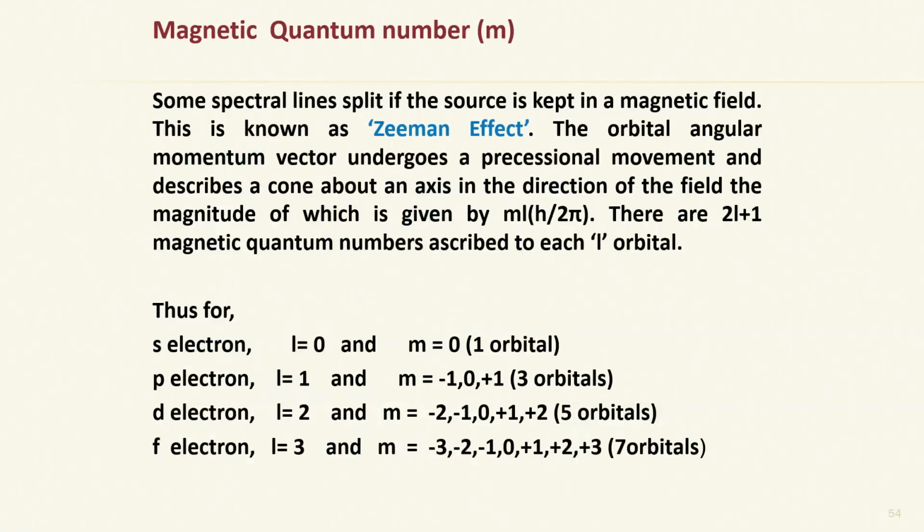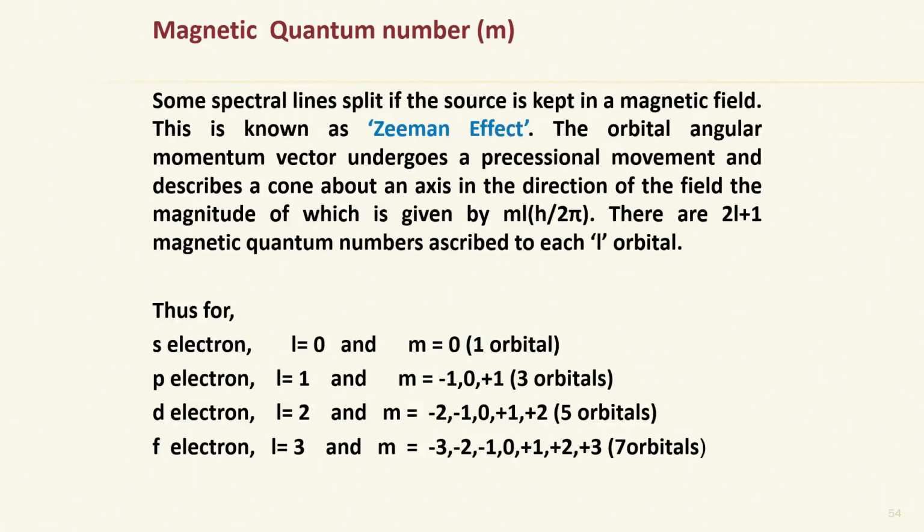So, it describes a cone about an axis in the direction of the field, and the magnitude is given by m l into h by 2 pi. That means, the area of the cone on the top where maximum area is there, that is given by m l into h by 2 pi. So, it keeps on going like this.